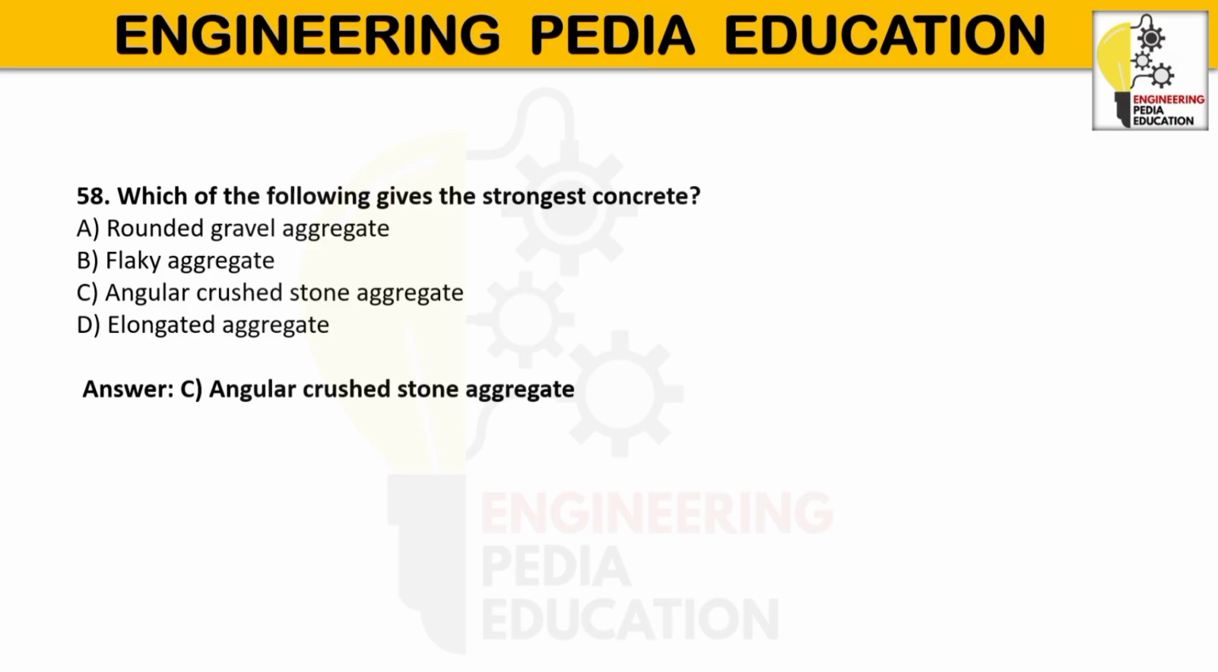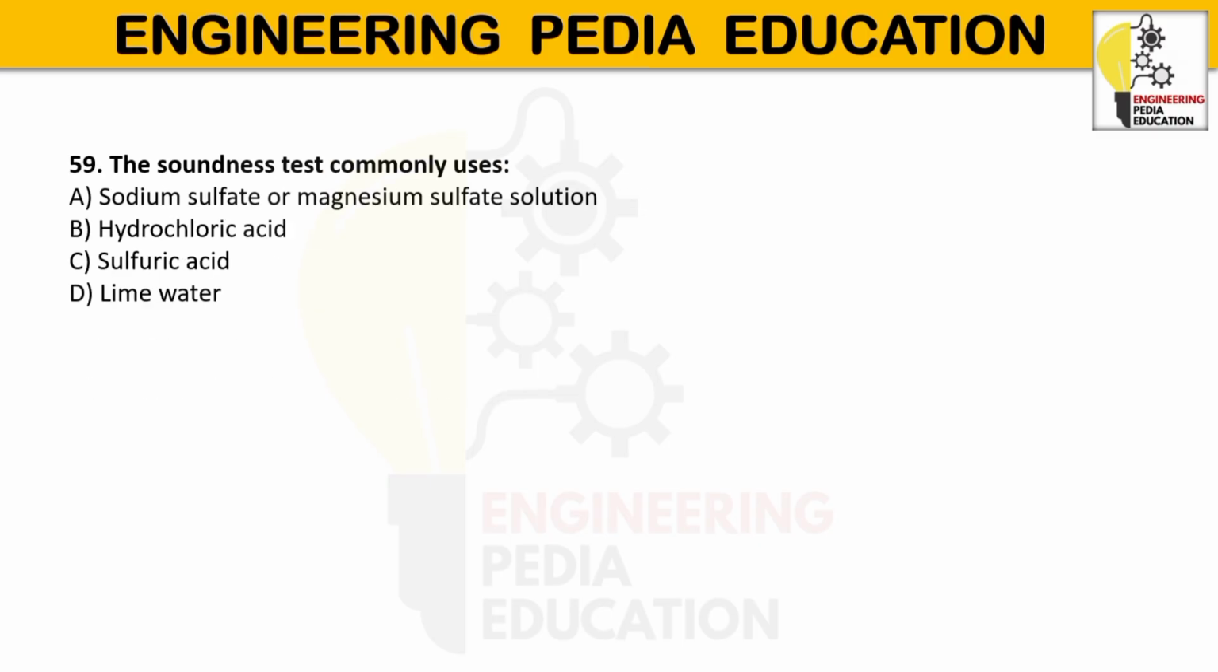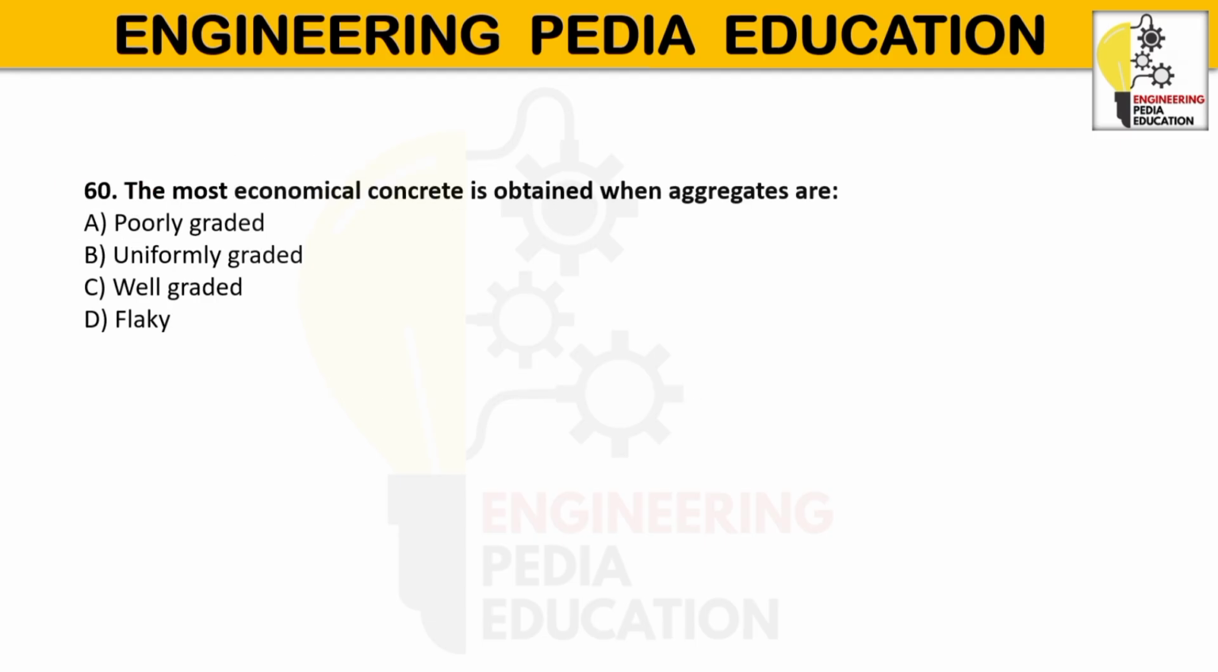The soundness test commonly uses sodium sulfate and magnesium sulfate solution, hydrochloric acid, sulfuric acid, lime water. The correct option is sodium sulfate or magnesium sulfate solution, which is used for soundness test. The most economical concrete is obtained when aggregate are poorly graded, uniformly graded, well graded, flaky. So the correct option is well graded.